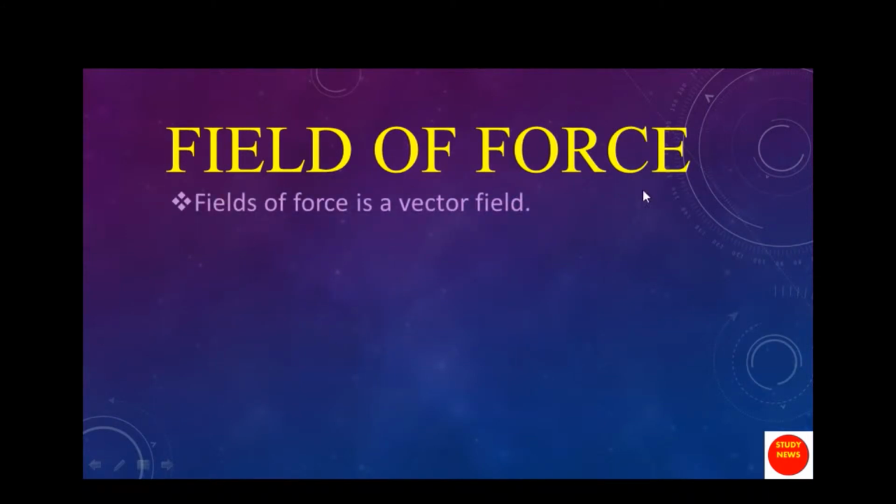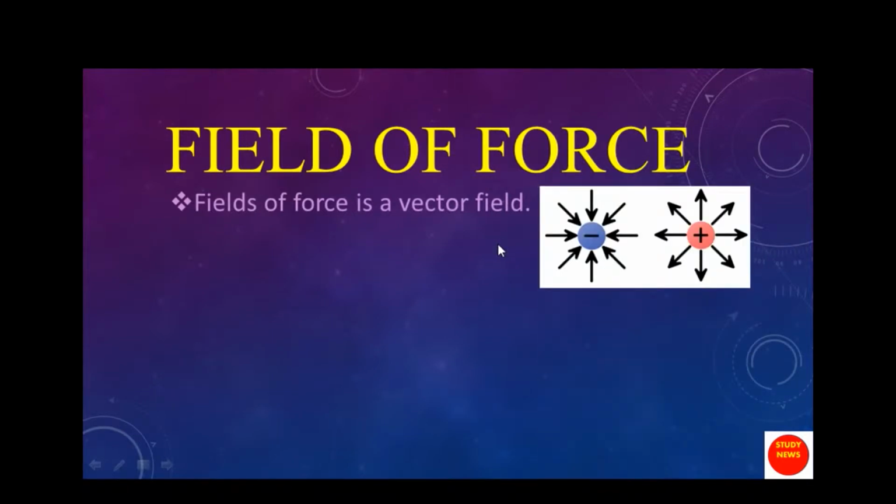When we talk about electric field lines, the field of force is a vector field. From this figure we can see that the electric field lines on a positive charge have an outward direction, all of them outward, and when we talk about negative charges, all the electric field lines have an inward direction.